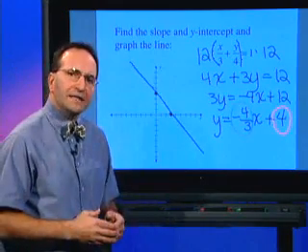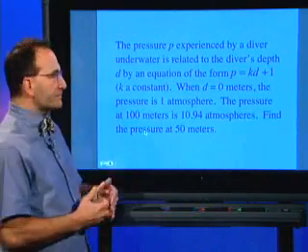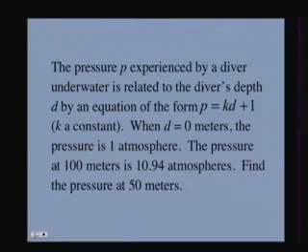Now, let's see how lines might show up in applications. So here's a word problem for us. The pressure P experienced by a diver underwater is related to the diver's depth D by an equation of the form P equals K times D plus 1, where K is a constant. And of course, at the depth of 0 meters, the pressure is 1 atmosphere. They give us the information that the pressure at 100 meters is equal to 10.94 atmospheres, and then we want to find the pressure at 50 meters.